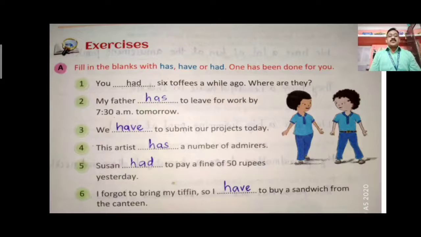Next one, this artist has a number of admirers. Here also we are talking about the present form, and the artist is a singular subject or singular noun, so you have to use has here.